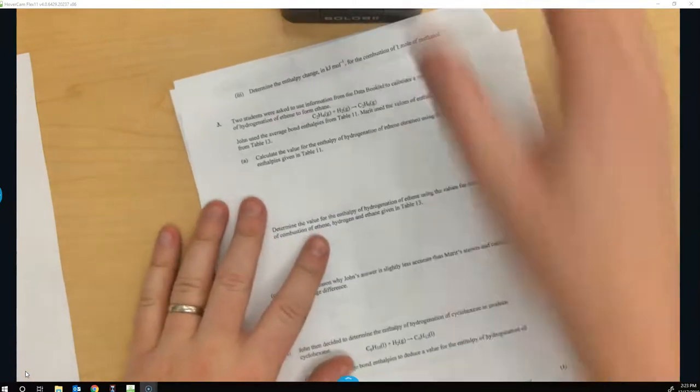All right, next. Two students were asked to use information from the data booklet to calculate a value for the enthalpy of hydrogenation of ethene to form ethane. So John used bond enthalpy. Merritt used enthalpy of combustion from table 13. So first thing we want to do is calculate the value for the enthalpy of hydrogenation of ethene obtained using average bond enthalpies in table 11. So again, average bond enthalpy tells us we're going to use bonds broken minus bonds formed.